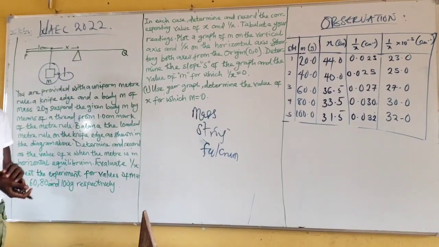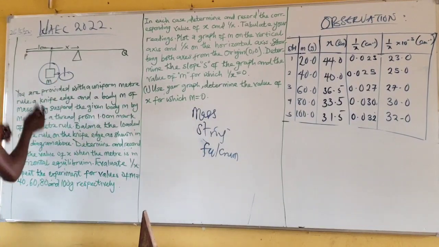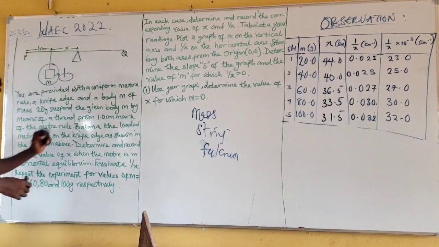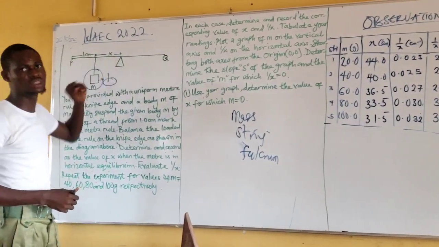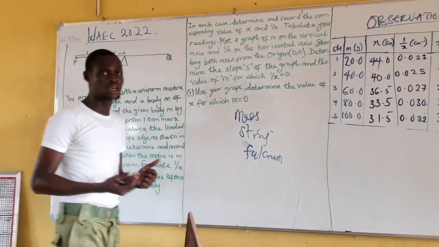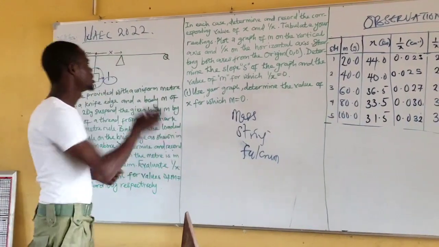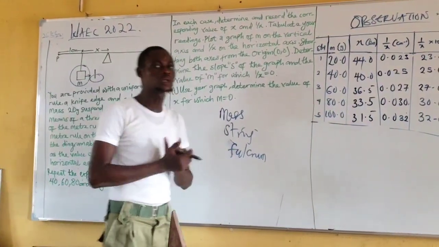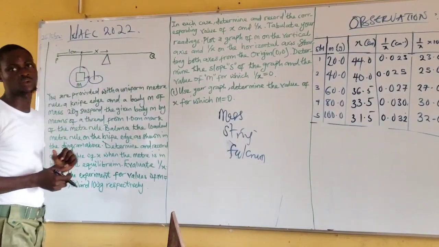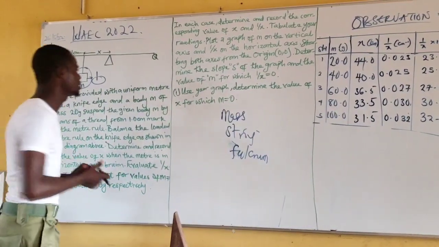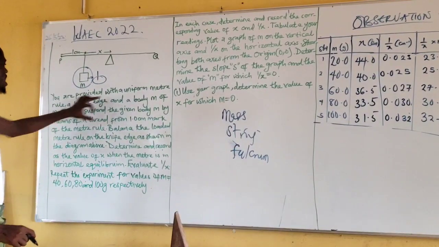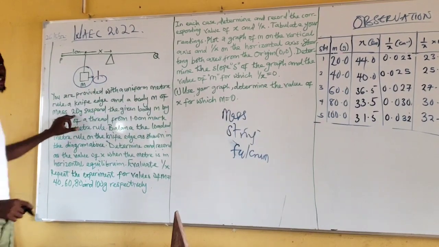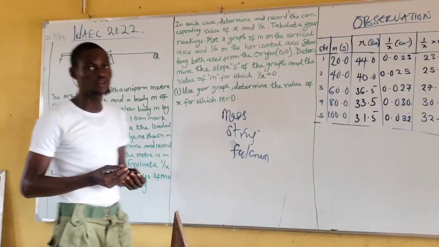What we want to do here is to vary the distance of that mass from the knife edge. What will be the distance x of the mass from the knife edge? That's what we are to vary. And we also want to determine the weight, the mass of this meter rule. But how do we go about determining the mass of this meter rule from this experiment? They said you are provided with a uniform meter rule, a knife edge, and a body M of mass 20 gram.